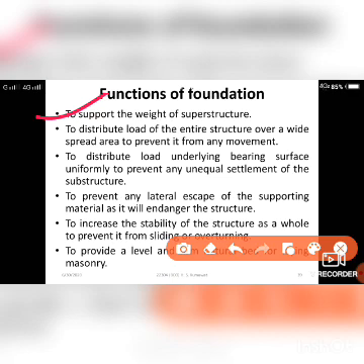Again, the next function is to distribute load on the underlying bearing surface uniformly to prevent any unequal settlement of the substructure. So whatever unequal settlement there will be, it is evenly distributed with the help of this foundation.